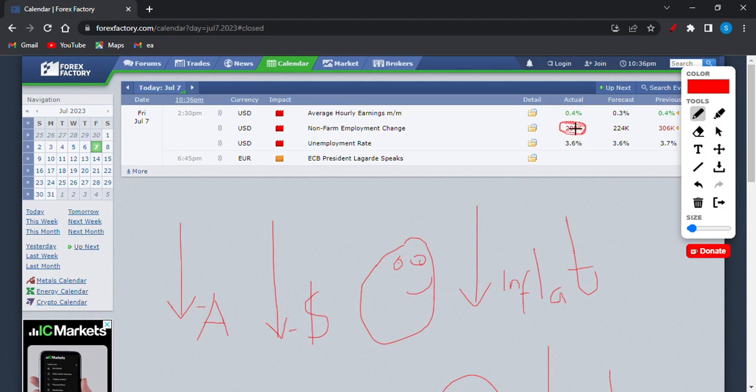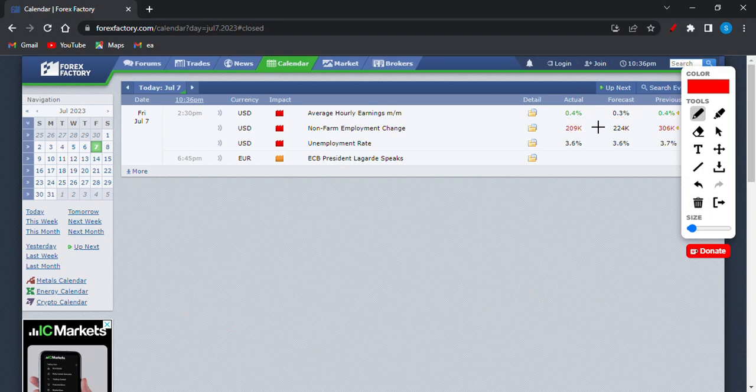But then we have 0.4, which is higher than the forecast. So now, since this is higher, the Fed are going to focus on here, because this can possibly cause inflation to go higher, because the USD is stronger, and this can lead to higher rates.